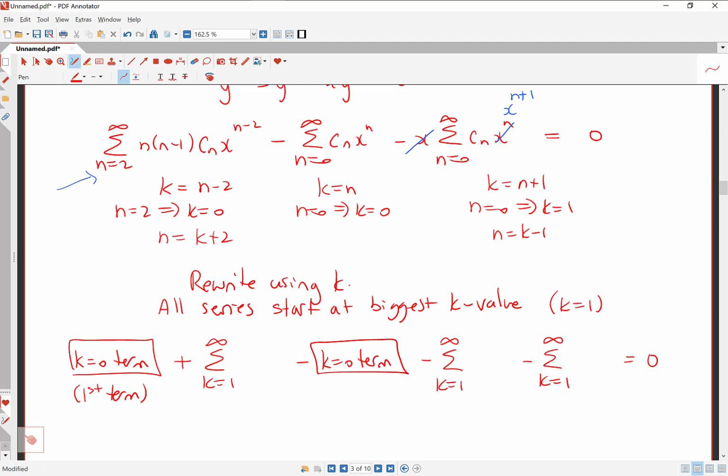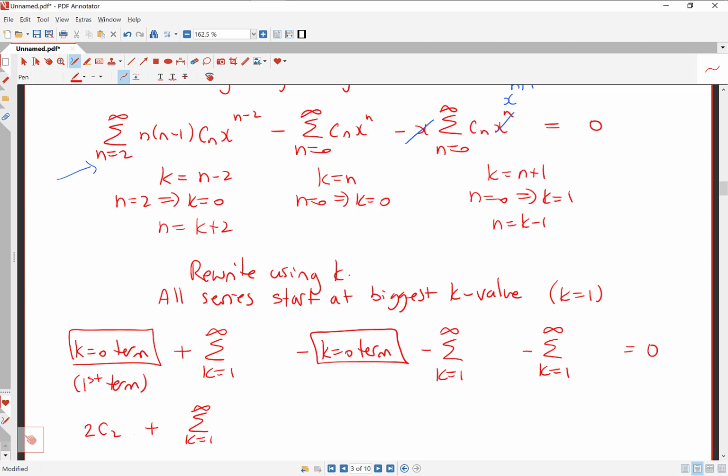We'd have 2 times 1, so 2, c sub 2, x to the 0. Okay, well, let's just call that 2c2. And then we've got the sum from k equals 1 to infinity. And we have to think about what's the relationship between n and k. We said back here that n is equal to k plus 2. So let's sub in k plus 2 in the place of n, and we'd have terms that look like k plus 2 times k plus 1, c sub k plus 2, x to the k.